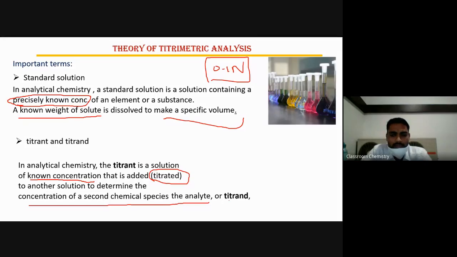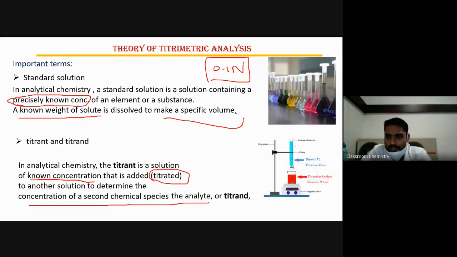Now focus on the picture. Here in this picture, there is one burette and a beaker. The solution filled in the burette is from the volumetric flask. That is, the solution of known concentration is placed in this burette, and hence it is called the titrant. Solution of known concentration is called the titrant.